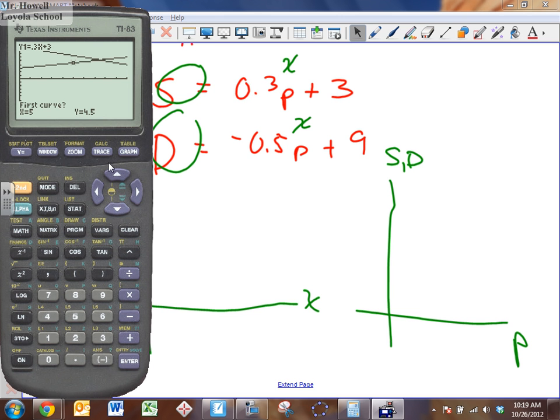Then we have to guess on the first curve. So press the right arrow key until you get to the general vicinity of the intersection. Then once you press enter near the intersection, press it again on the second curve, then press it again under guess.